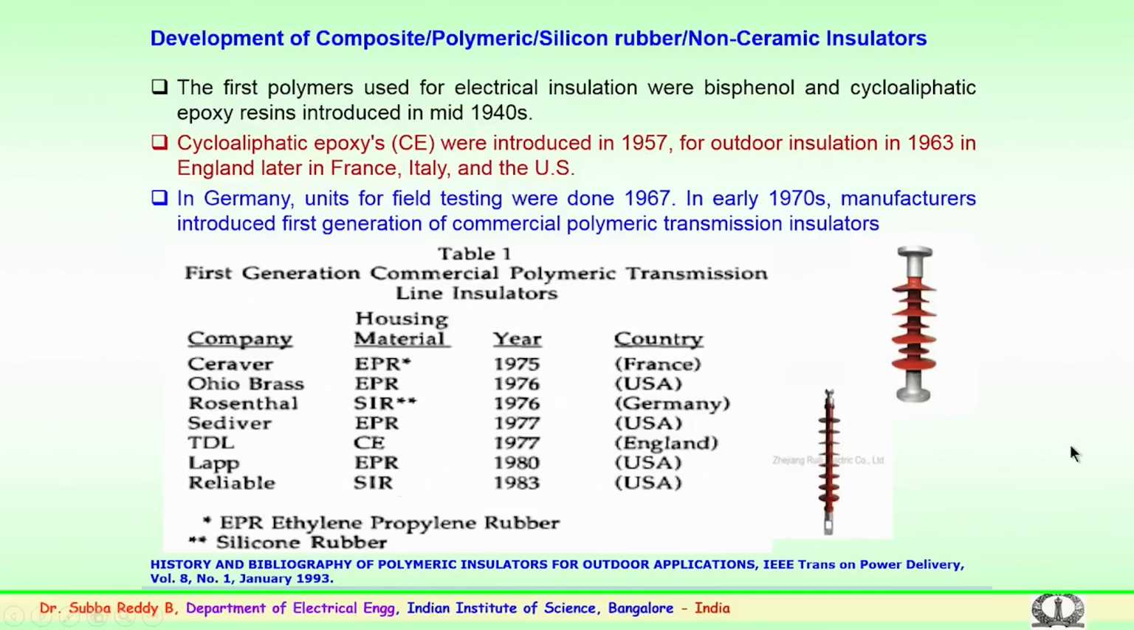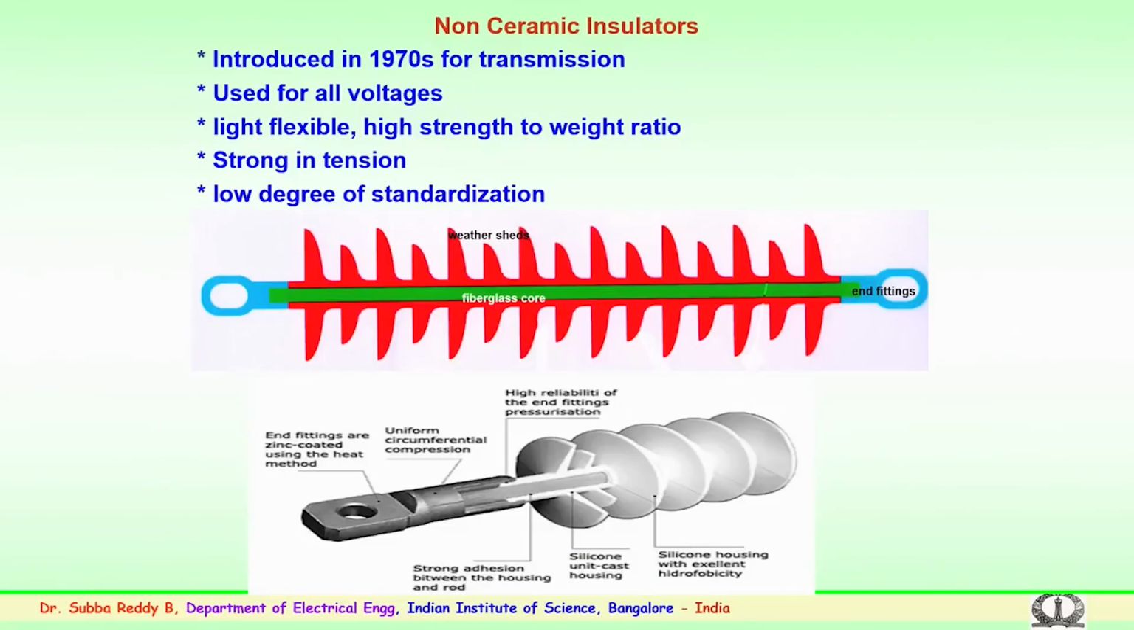So, we will look into how important the composite, polymeric or silicon rubber insulator is, how easy it is to manufacture, and the proper care to be employed for the manufacture and the transportation and so on. Now, as mentioned, non-ceramic insulators were introduced in the 70s, particularly for transmission, because of their advantages. Many industries started the business of polymeric, composite or non-ceramic insulators, and these were thought to be used for all the voltages.